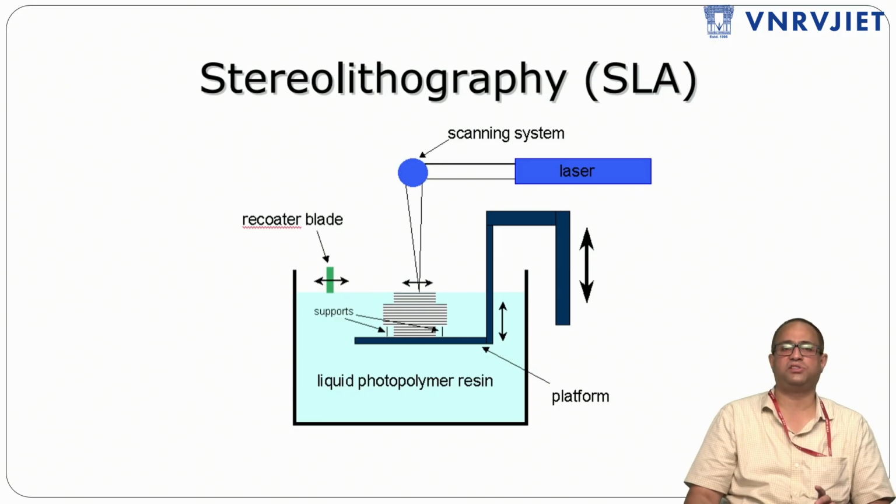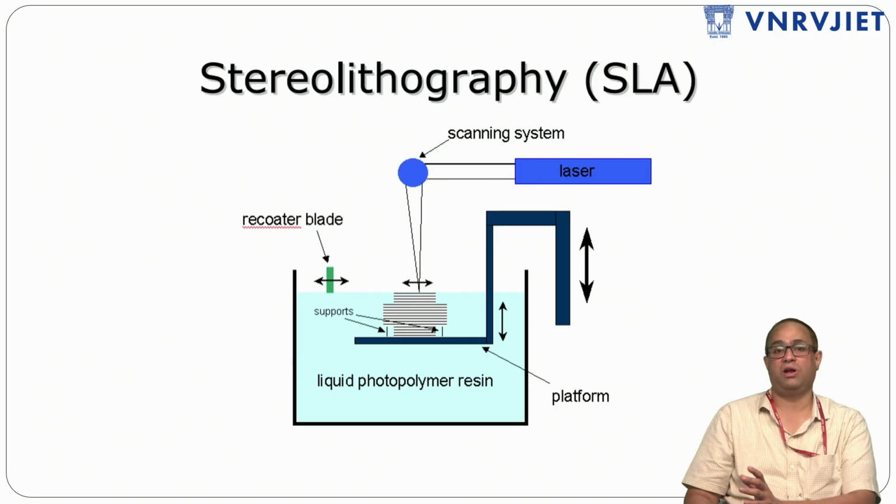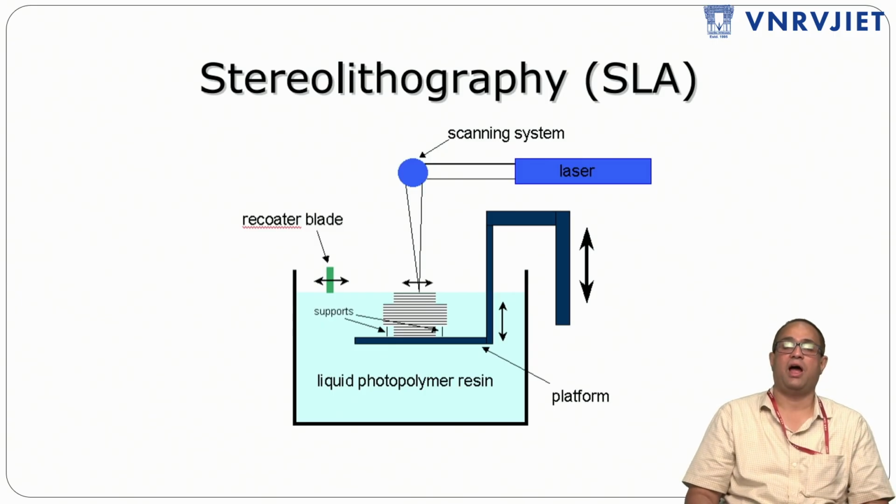As soon as it is cured by the UV laser, a recoater blade, as you can see here in the figure, supplies an equal amount of liquid resin on the previously cured layer, and again the photopolymer liquid is cured by the UV laser, and the elevator platform moves downwards. This process continues till the completion of all the layers, and afterwards the elevator platform is taken upwards, and the part is taken outside and cured in the oven. This is the working process of SLA.